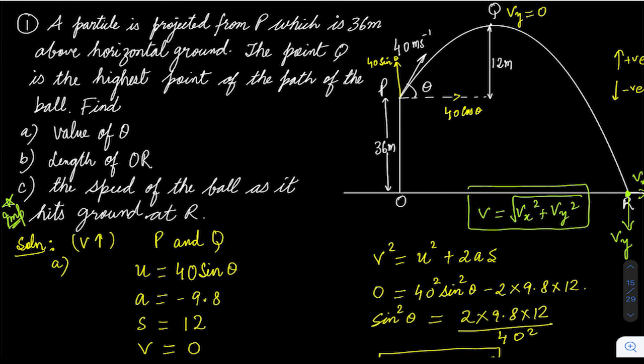They mostly find the Vy value, that is the velocity in y direction at R, and then they just leave it there. So just remember this. They are asking for the speed at which it hits the ground. So that V will be nothing but the square root of Vx square plus Vy square.